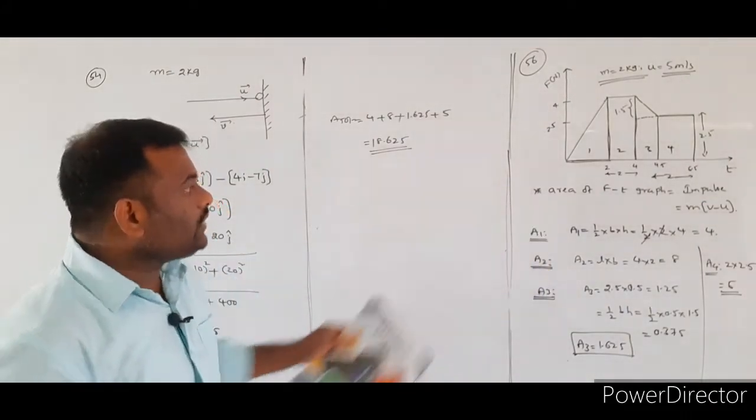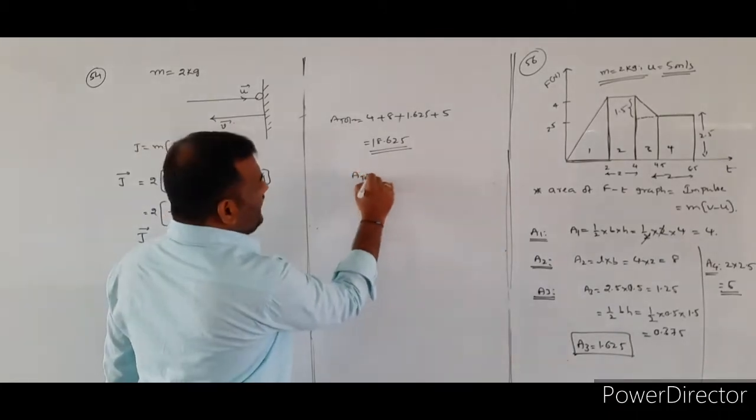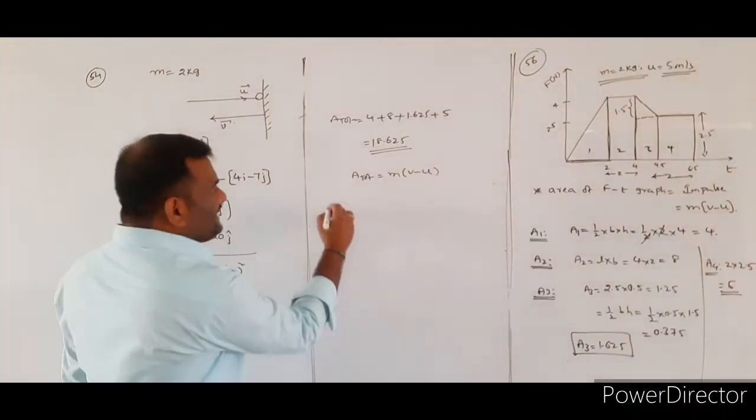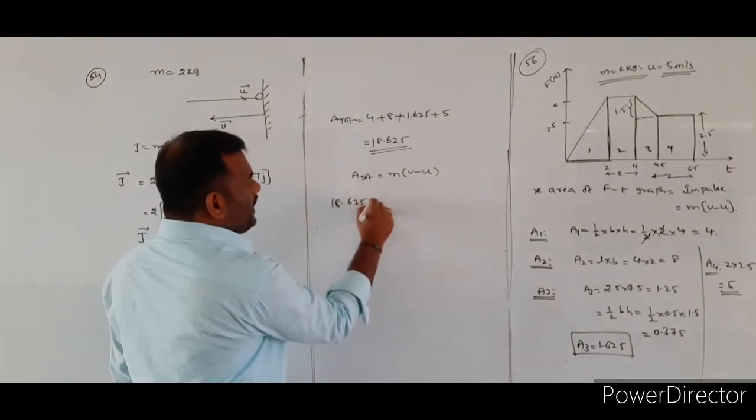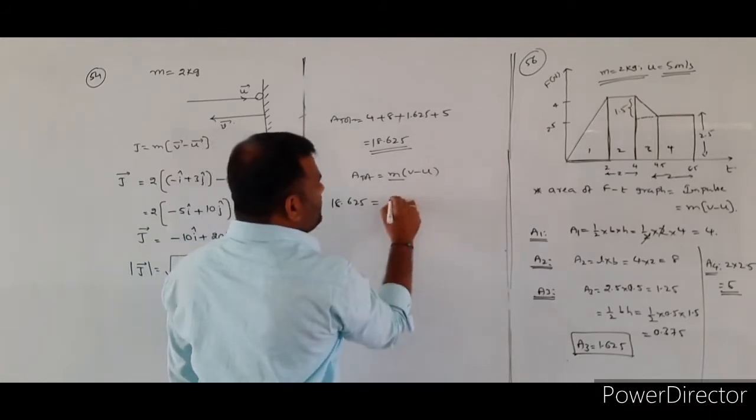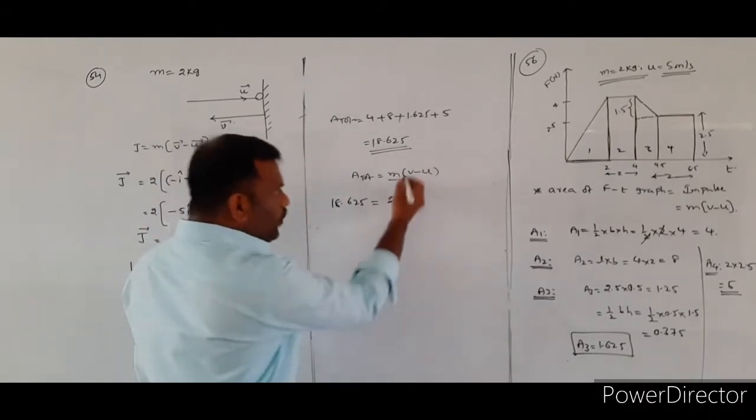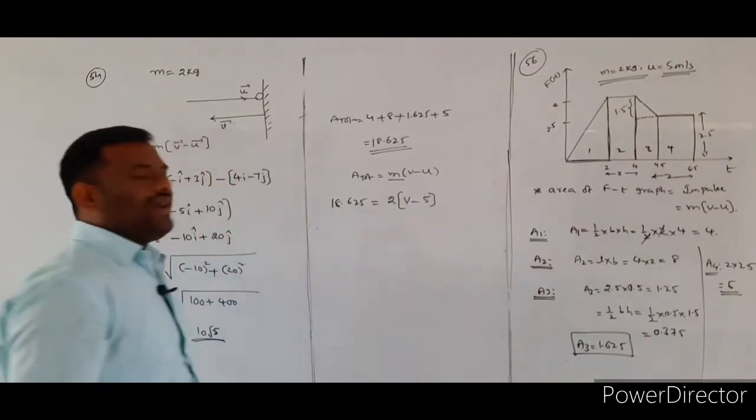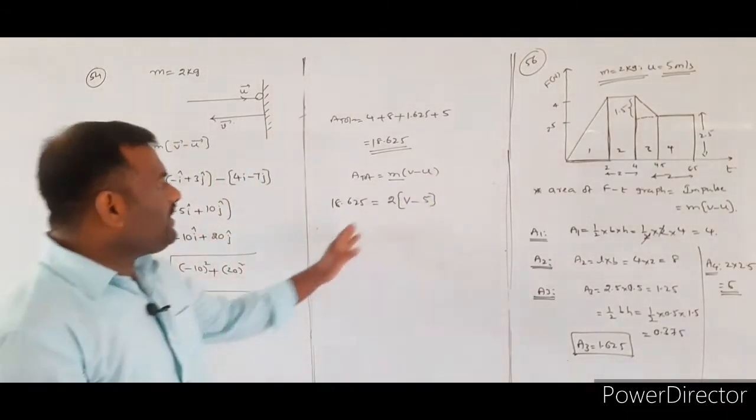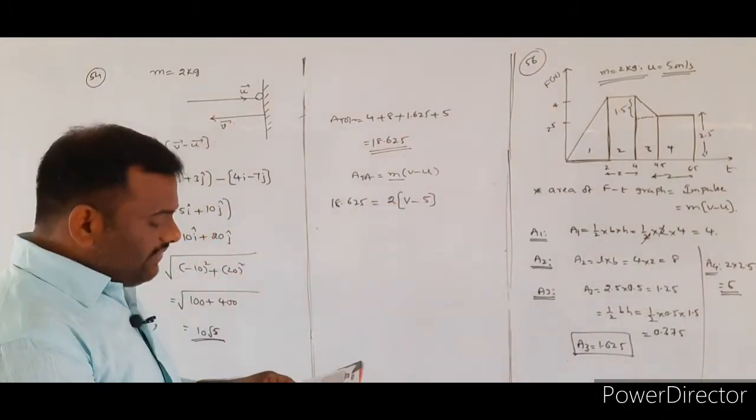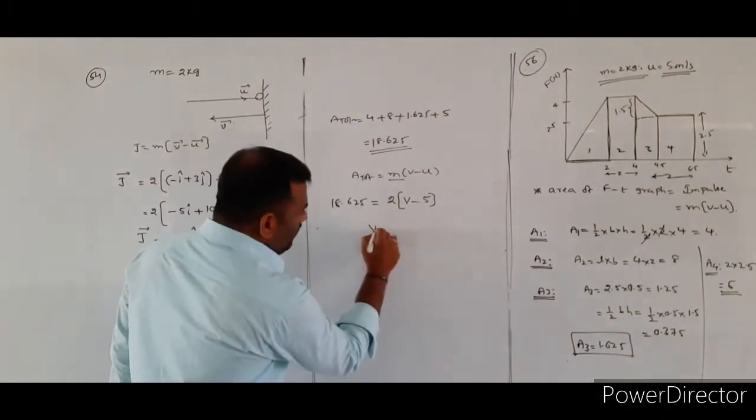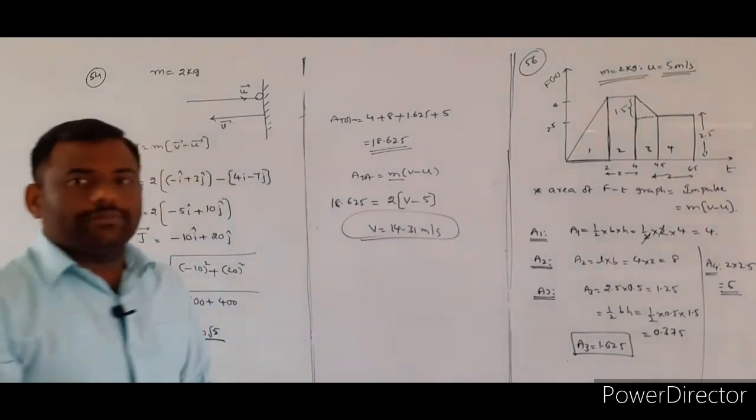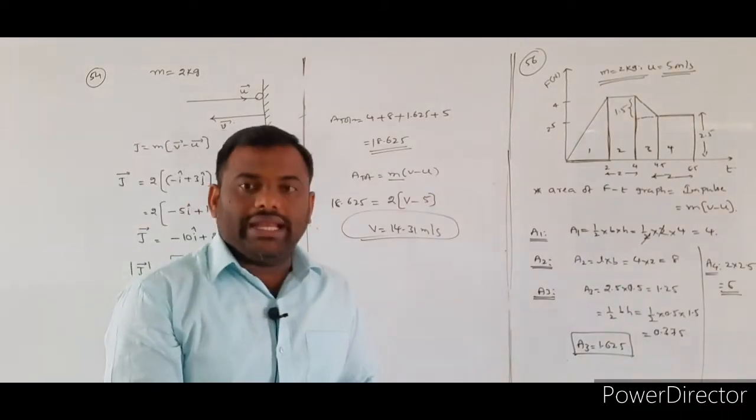Now, according to that formula, total area is equal to m into (v minus u). What is the total area value? 18.625, and the mass of the given object is equal to 2 kg, and we are going to calculate the value of v, and u value is equal to 5. If you simplify this equation, you will get the final velocity value is equal to 14.31 meter per second.